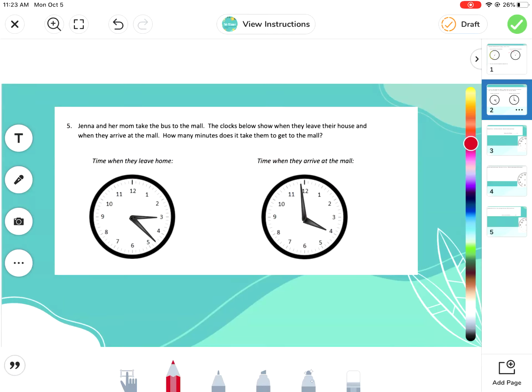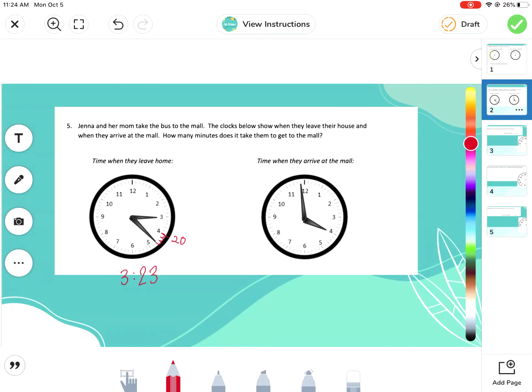Jenna and her mom take the bus to the mall. The clocks below show when they leave their house and when they arrive at the mall. How many minutes does it take them to get to the mall? So let's look at the first clock. We need to tell the time first. So the shorthand is pointing at 3, and the longhand is pointing somewhere between 4 and 5. We know this is 20, and we need to count 1, 2, 3. So it's going to be 23.